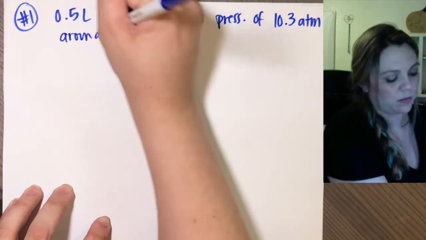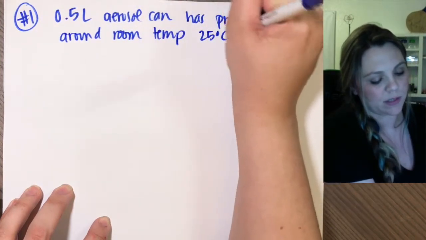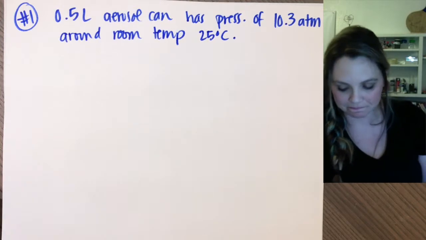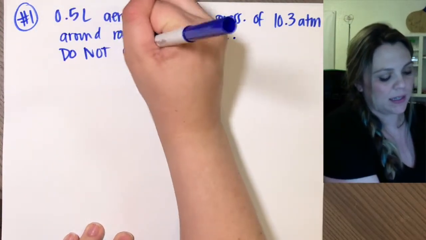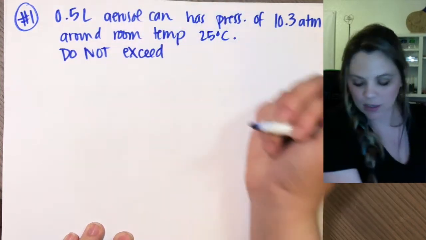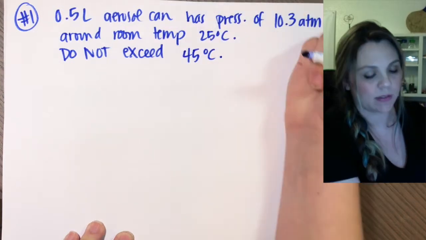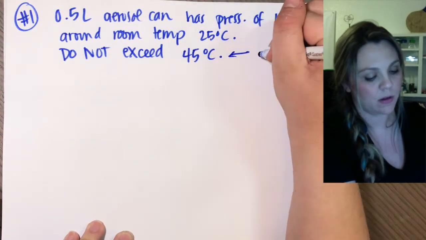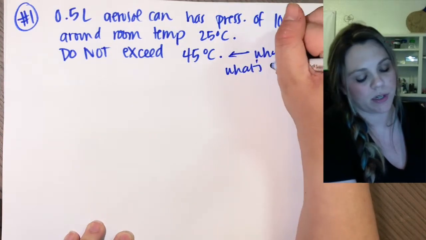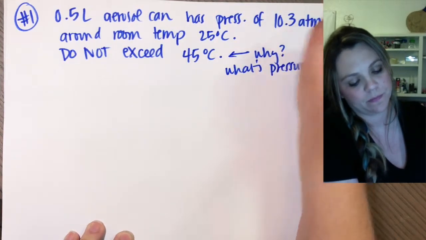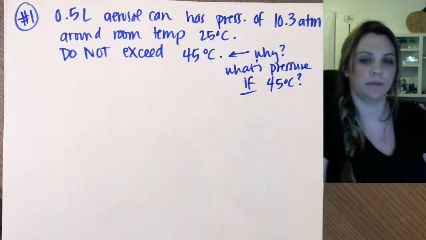So room temp, which is 25 degrees Celsius, okay? And it also says do not exceed a temperature of 45 degrees Celsius, okay? Why? What's the pressure if you got to 45 degrees Celsius?